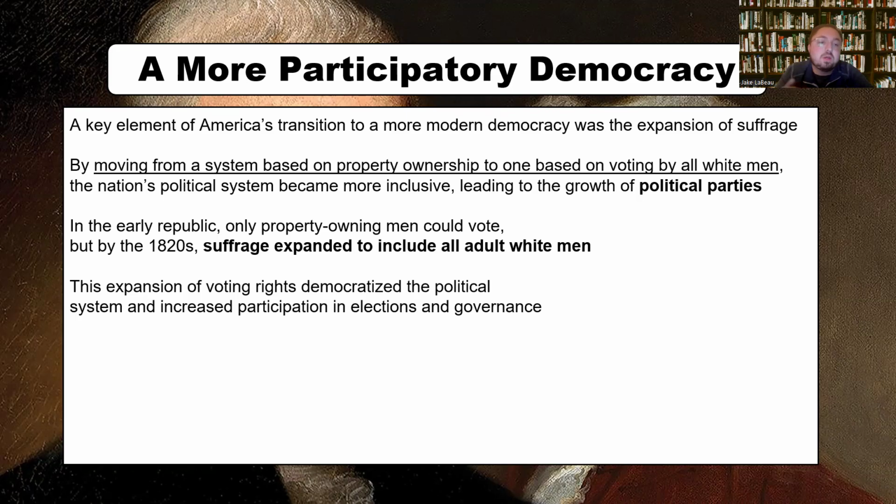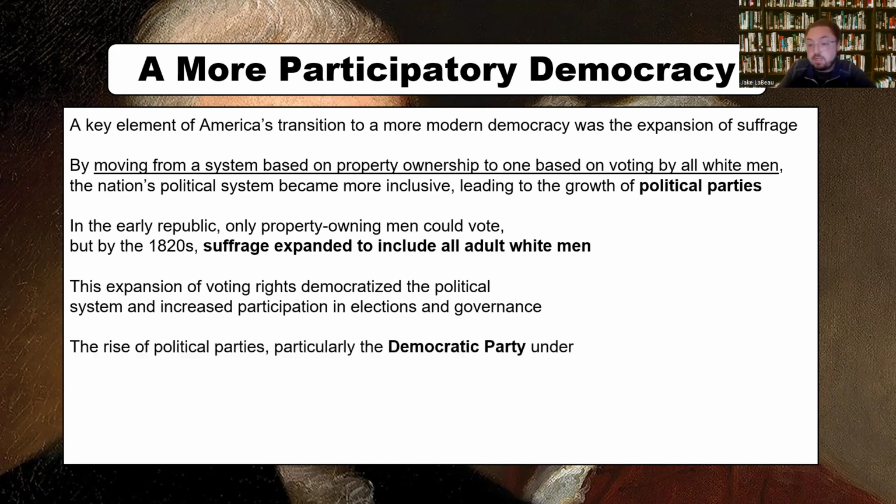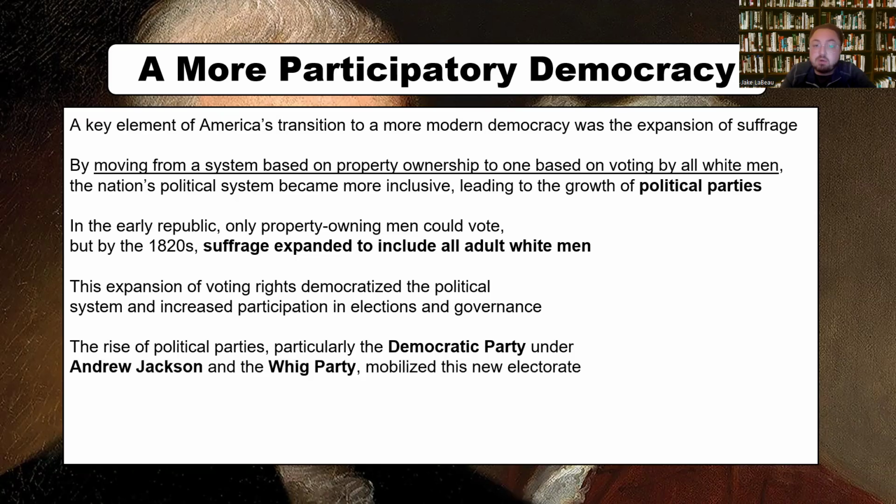it's going to lead to increased participation in elections and in how we decide our nation's going to be governed. So this rise of political parties, particularly the Democratic Party, you're going to see a break eventually with that Democratic Republican, and we'll talk about that more. Yeah, they're together, but they'll end up breaking up. So under Andrew Jackson and the Whig Party mobilized this new electorate, this new group of voters. All right, so we had a small group. Now the group of voters is getting bigger, and it's turning into more people participating in democracy.